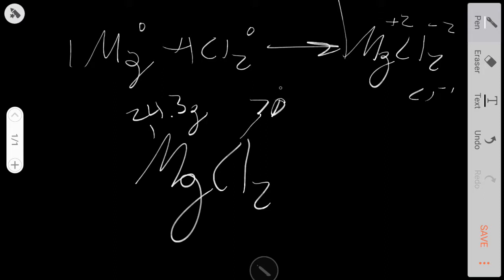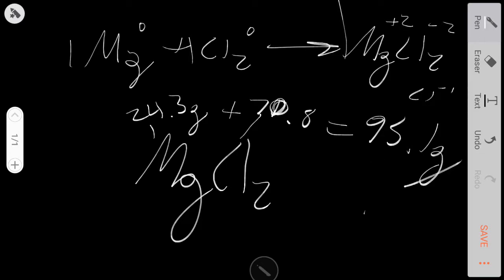Or if you want to keep the 70.8 for now, that's cool too. So if we add these together, you should get 95.1 grams per mole. And that is number 6. So number 6 is C. As in, can you see how I'm doing this?